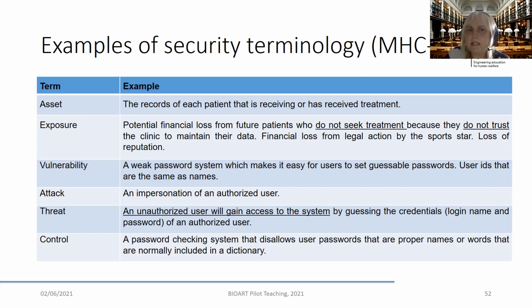Vulnerability is a weak password, which makes it easy for users to have guessable passwords. Attack is impersonation of an authorized user. Threat is that an unauthorized user will gain access to the system by guessing the credentials. And control is a password checking system that disallows user passwords that are proper names or words normally included in a dictionary.